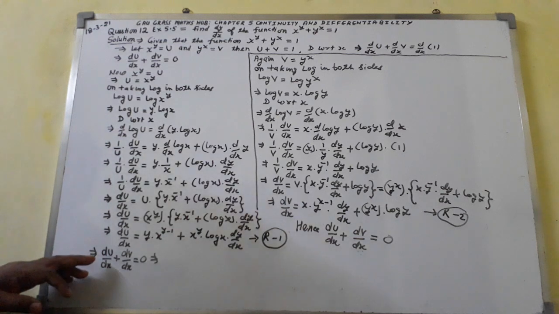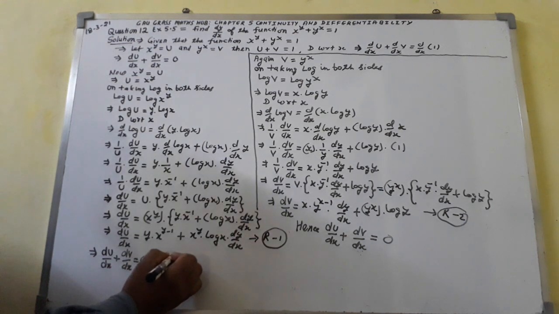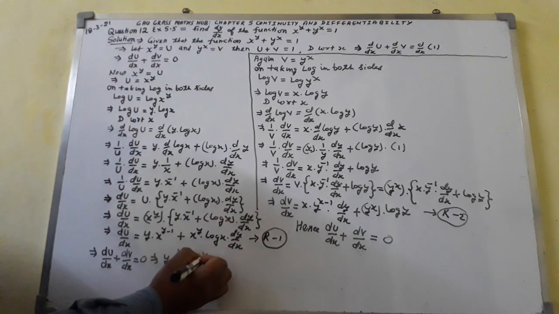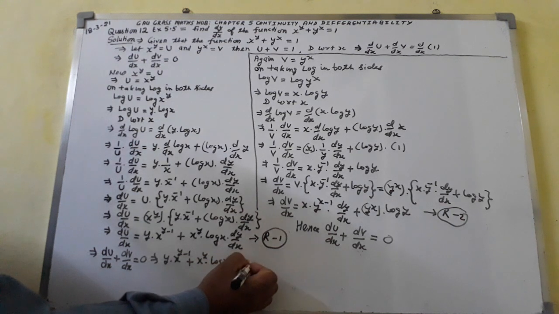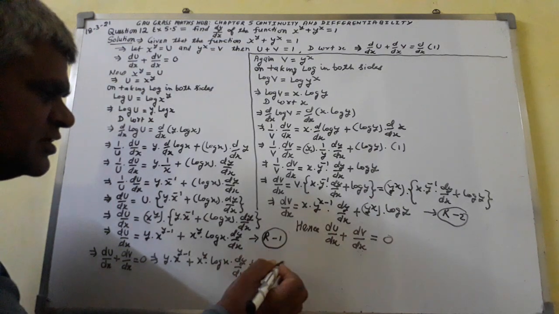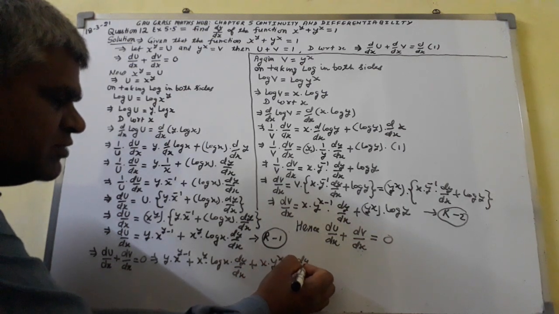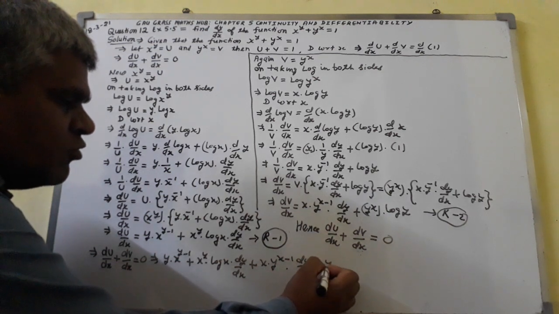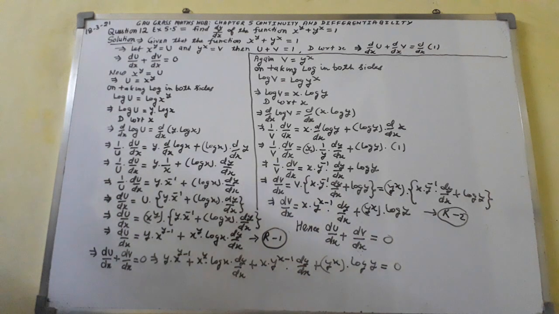Implied that in place of du over dx, I shall write y dot x raised to the power y minus 1 plus x raised to the power y dot log x dot dy over dx, plus in place of dv over dx I shall write x dot y raised to power x minus 1 dot dy over dx plus y raised to power x dot log y, comes out to be 0. This thing we have got.